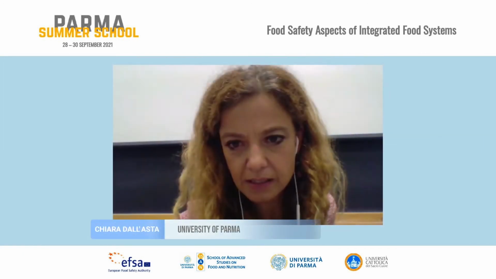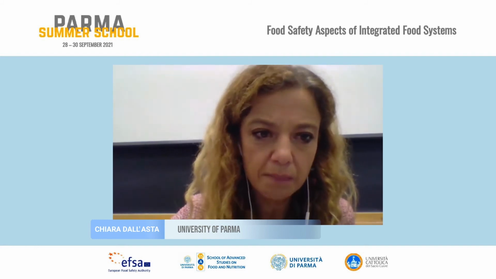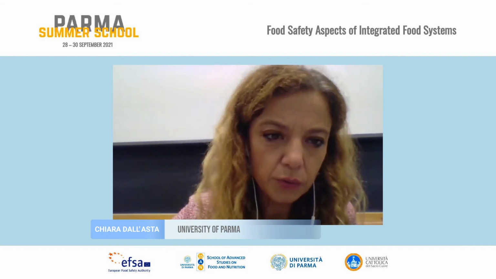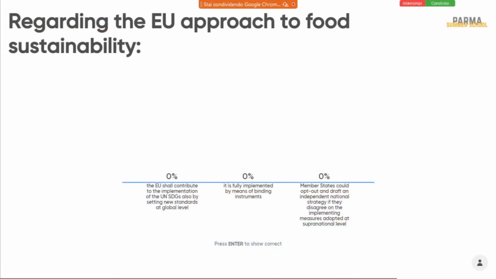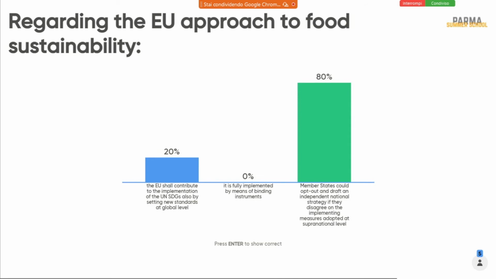The very last one is from Federico Casolari. So Federico, if you can just... Yeah, great. So regarding the EU approach to food sustainability, again, you need to vote. So the EU should contribute to the implementation of the UN SDGs also by setting new standards at global level, or it is fully implemented by means of binding instruments, or finally, member states could opt out and draft an independent national strategy if they disagree on the implementing measures adopted at supranational level.